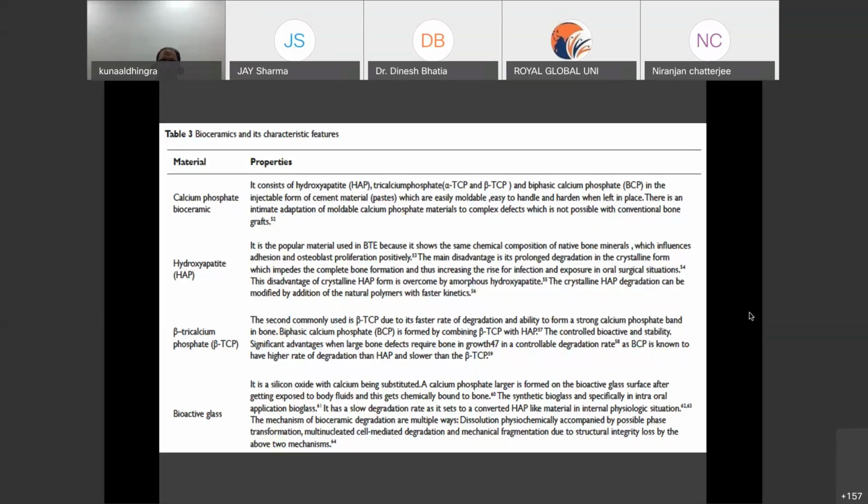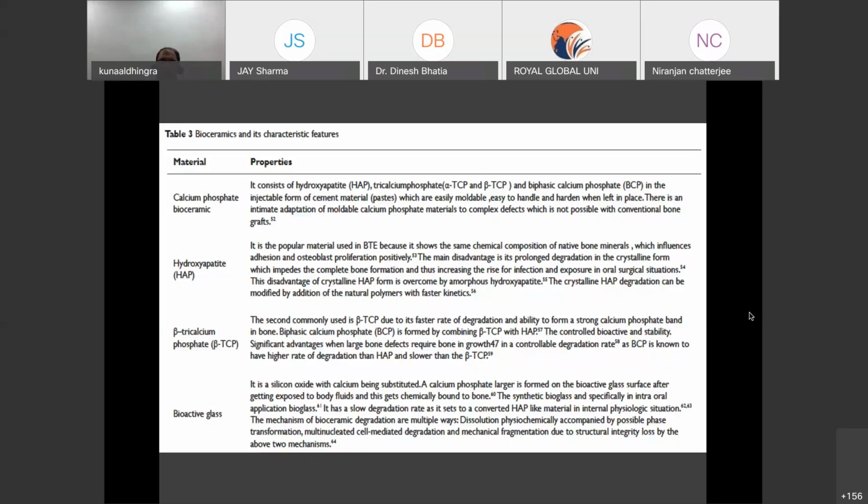The next bioceramic is bioactive glass. It is basically silicon oxide with calcium being substituted. A calcium phosphate layer is formed on the bioactive glass surface after exposure to body fluids, and this gets chemically bound to the bone. Among synthetic bioglass, specifically in intraoral applications, the commonly used material is bioglass. It has a slower degradation rate as it converts to a hydroxyapatite-like material in internal physiologic situations.